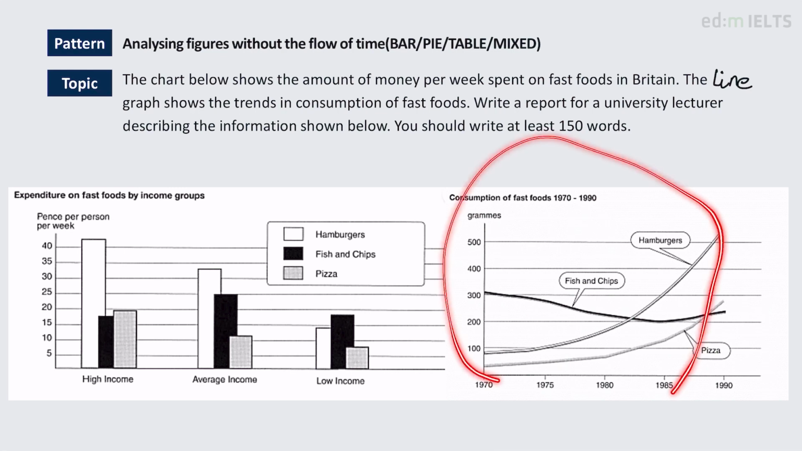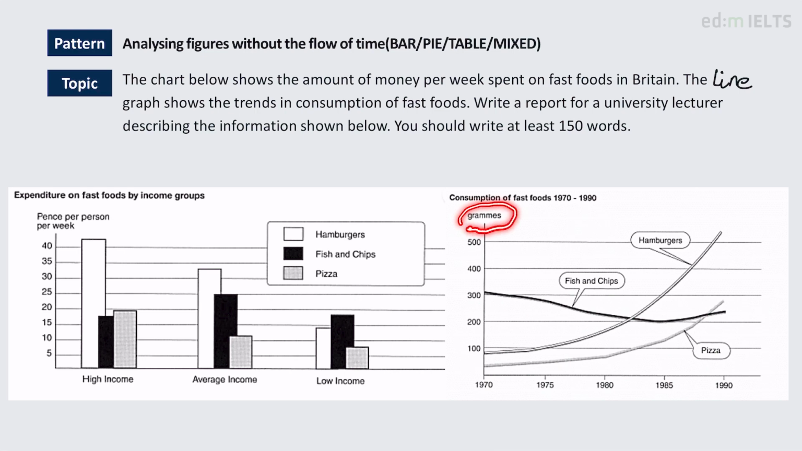And the line graph is showing changes over time in how much fast food is eaten in terms of the number of grams per week. So you've got the same 3 types, and it's showing changes over this period in the past. The 3 types: hamburgers, of course, because it's Britain, we've got fish and chips, the old stereotype, and we've got pizza. So without further ado, let's look at the essay today.